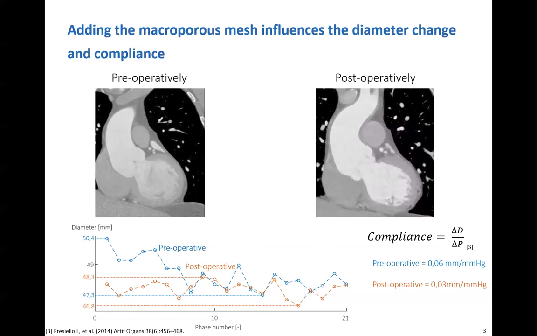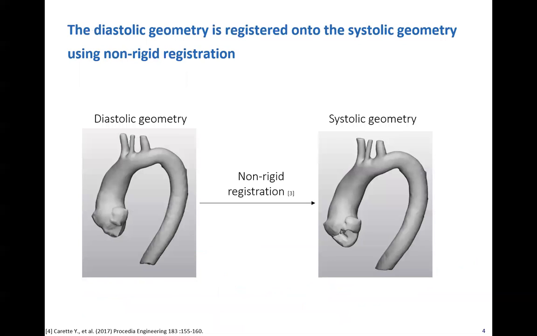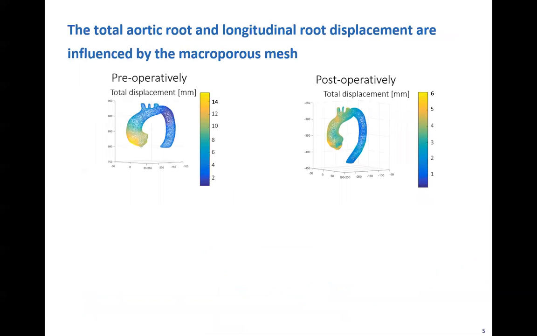In a subsequent step, the diastolic geometry was registered using a non-rigid registration technique onto the systolic geometry. This allows us to track the complete deformation of the aortic root. Looking at the total deformation, we already see that adding the macroporous mesh lowers the total displacement.